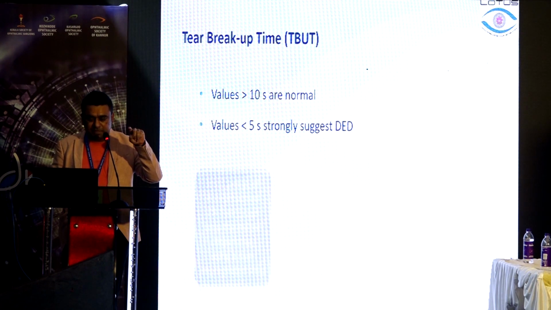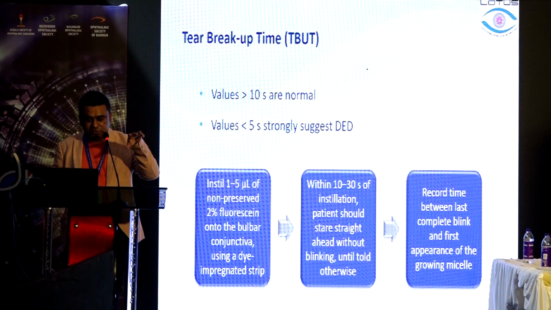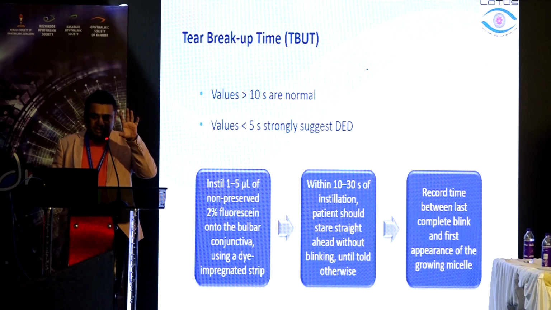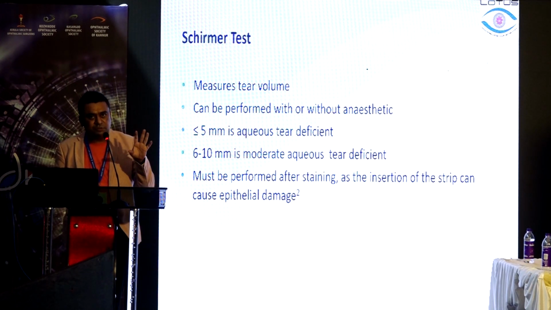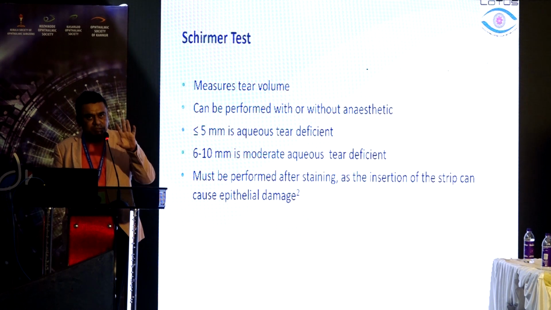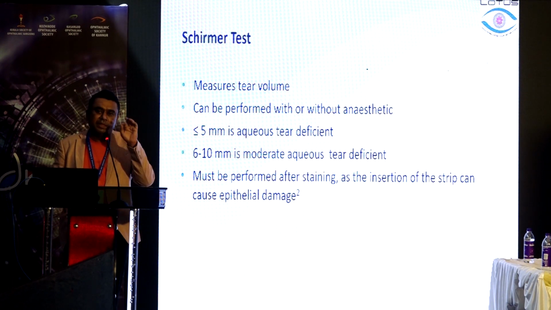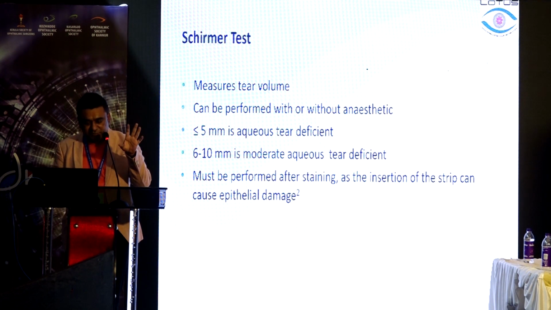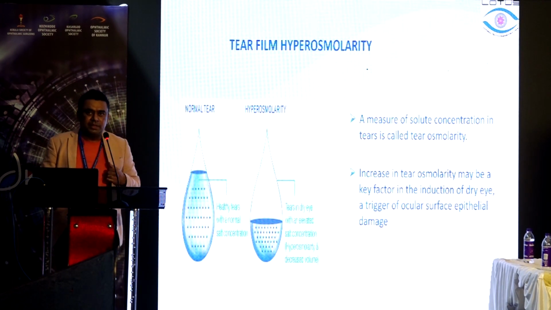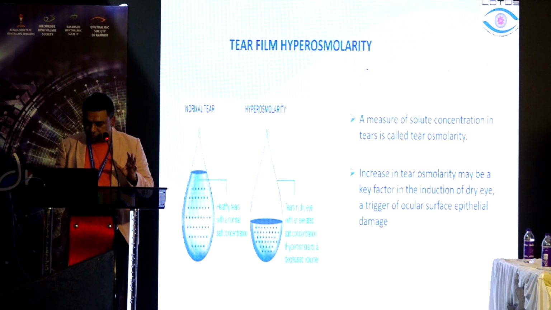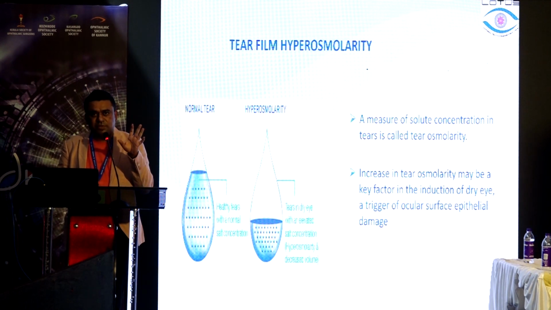So TBUT, breakup time, you know how to do. We are instilling the fluorescein there. More than 10 seconds, the values are normal. Anything less than that is significant. These days, lots of topographers have come up with non-invasive TBUT. Topographers and IOL Masters, so the non-invasive technique also can be done. Schirmer test is done to detect the aqueous. More than 15 is considered normal. Anything less than 15 is abnormal. So this is how we do it. Coming on to osmolarity, our tear film osmolarity should not become hyperosmolar.